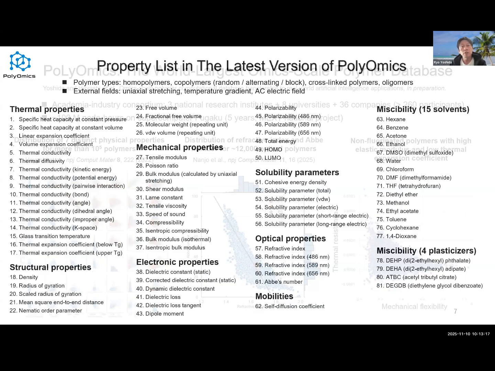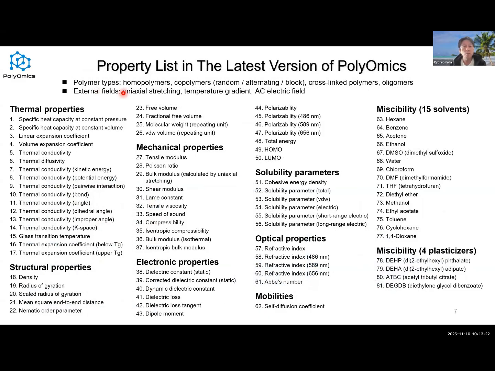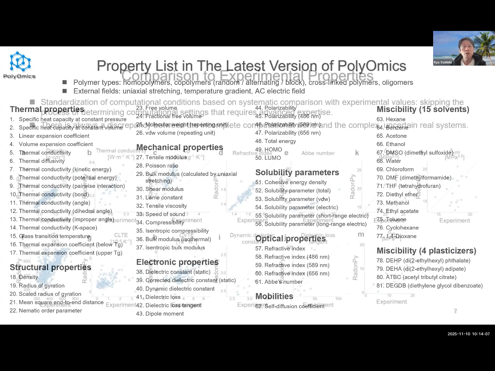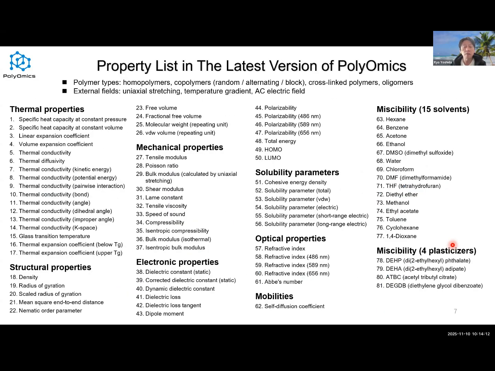So this is a list of the physical properties in the latest version of PolyOmics. There are many properties such as thermal, mechanical, electronic, and optical properties. In addition, we are providing the miscibility to commonly applied organic solvents and plasticizers. So this is a very important resource to conduct the actual synthesis of the virtually generated polymers, which are registered in our database. The number of data points is more than 5 million at this moment, which span approximately more than 10^5 distinct polymers.